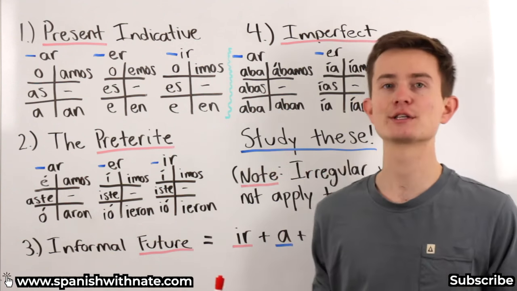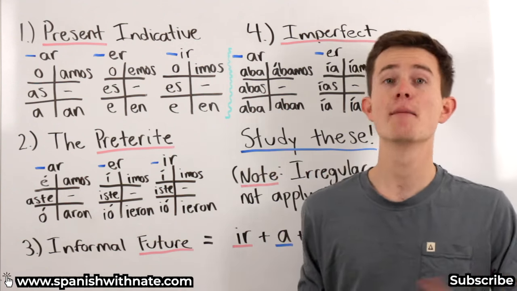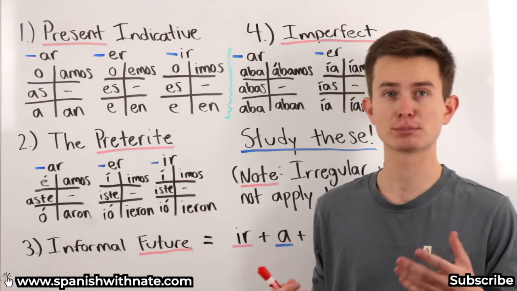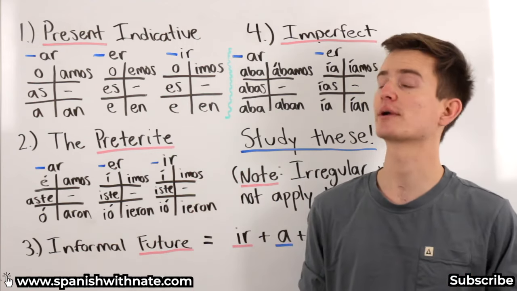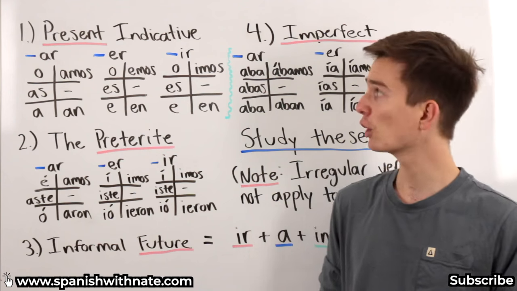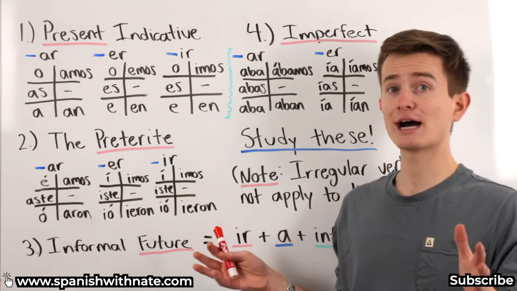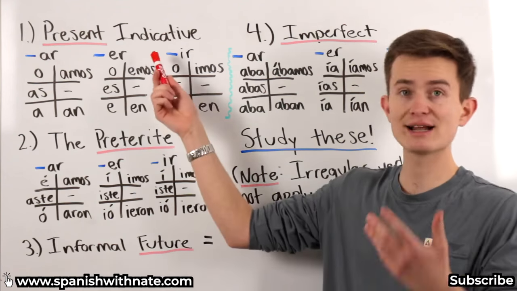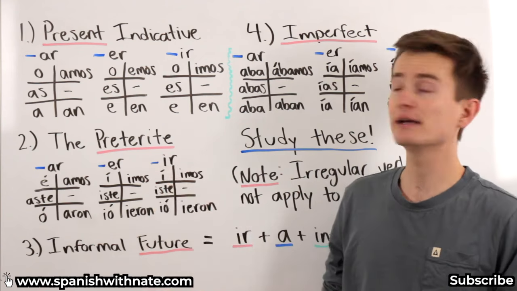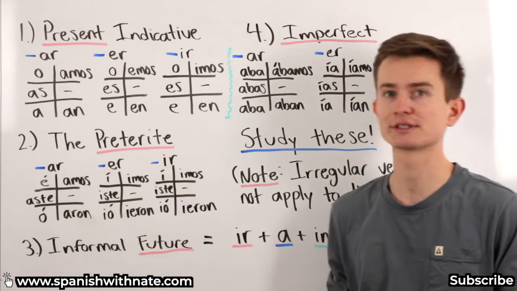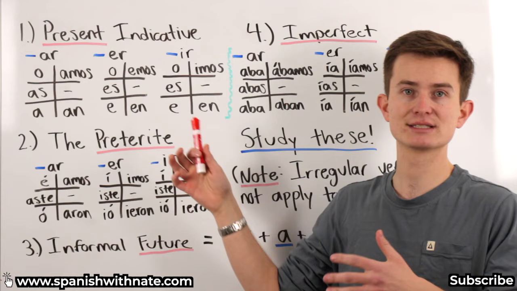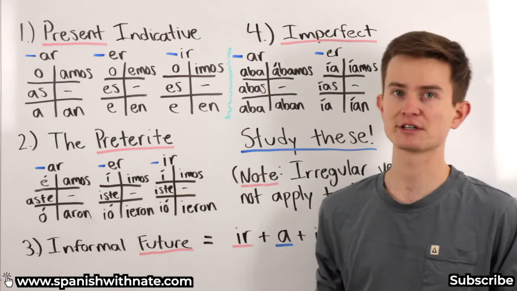I know there's a lot on this whiteboard and it looks really overwhelming, but I'm actually going to show you that all of this stuff is pretty simple. A lot of it is just focused on memorization. Okay, so I wrote down our 4 most important tenses: the present indicative, the preterite, the informal future, and the imperfect. So first we'll take a look at the present indicative, and then we'll end with the imperfect tense.